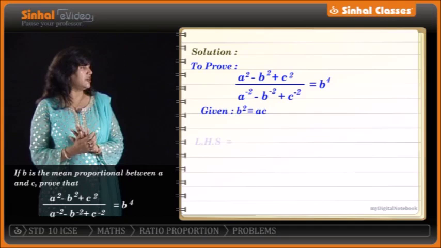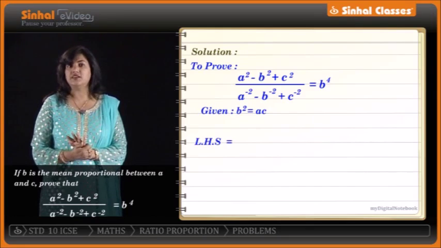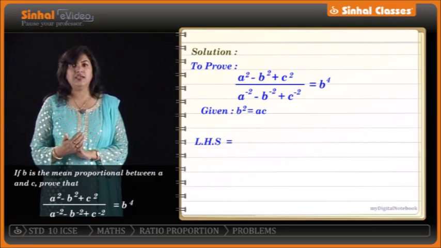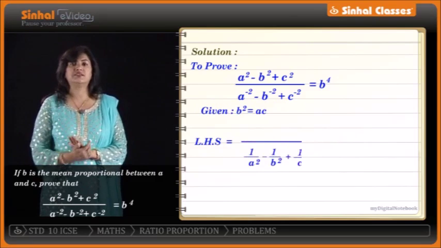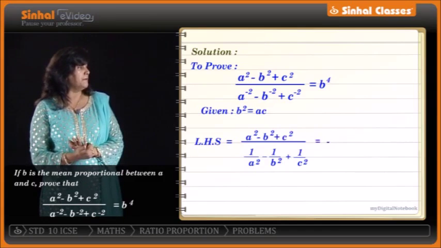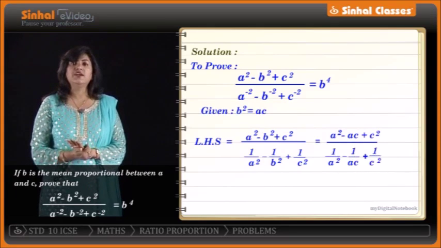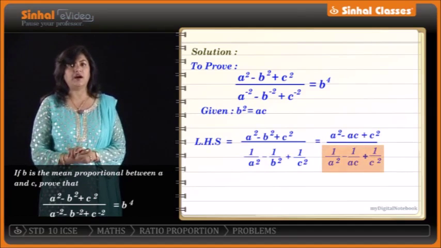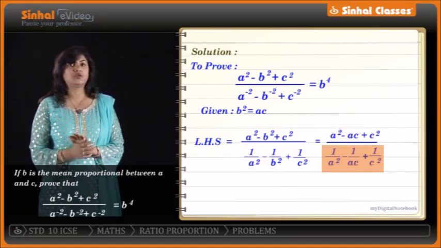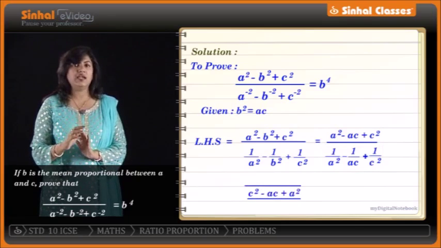Let's take the LHS. Now first of all, in LHS, in the denominator, we have A raised to minus 2, B raised to minus 2 and C raised to minus 2. We write that as 1 upon A square, 1 upon B square and 1 upon C square. And then we will substitute B square as AC in the numerator and denominator. We get (A square minus AC plus C square) upon (1 upon A square minus 1 upon AC plus 1 upon C square). Now we take the LCM for the denominator part. That will be A square C square. So the denominator becomes (C square minus AC plus A square) upon A square C square.